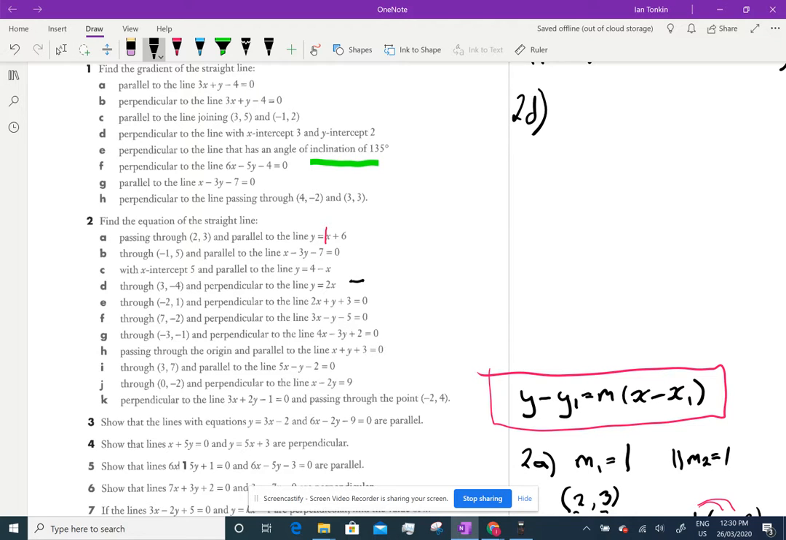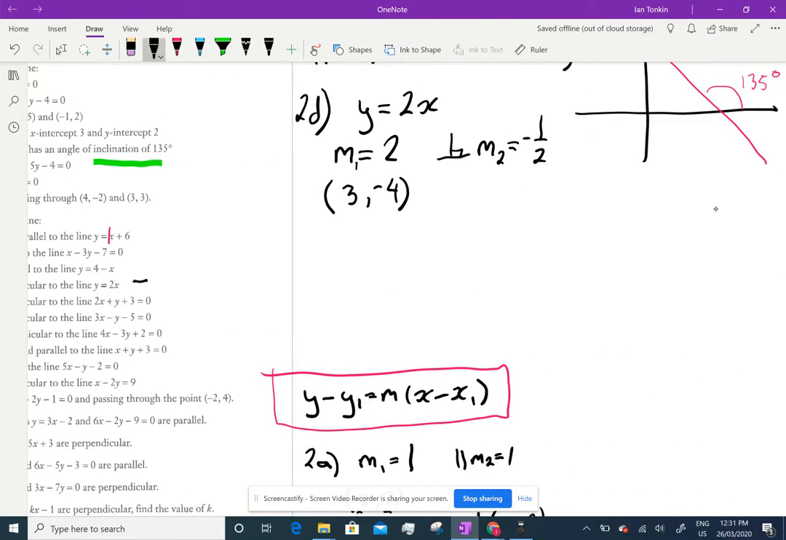If it's perpendicular, okay, so y equals 2x. So m equals the thing in front of the x, it's written in gradient form, m1 equals 2. The perpendicular, m2, turn it upside down, a half, and change the sign. And what's the coordinates? The coordinates of the point are 3 and -4. So I need y minus the y value, -4, so -4, equals -1/2 x minus the x value, 3.